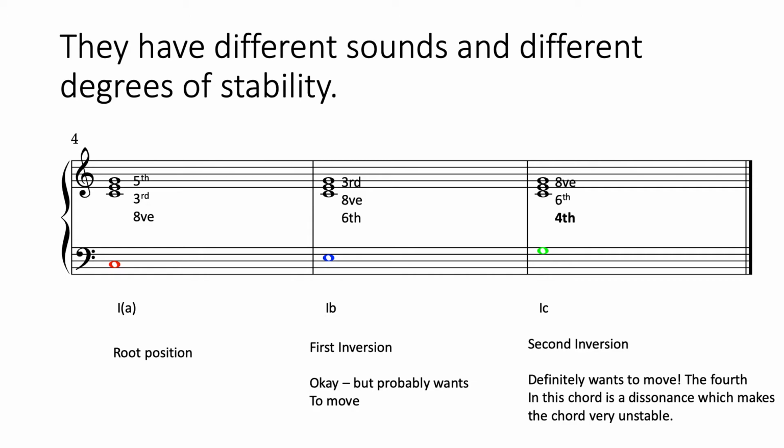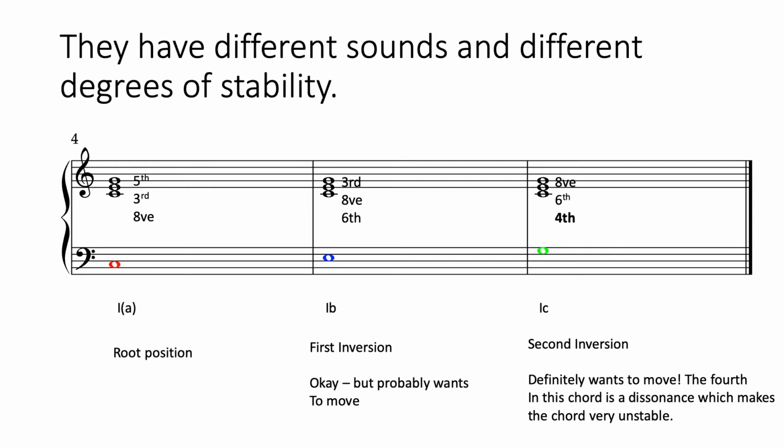And it wants to move because we've got this fourth in it between the bottom note, the fifth, and the root. And that fourth is treated as a dissonance, and it needs to resolve. So the way it usually resolves is like this. And in the right hand, the fourth moves down a step, and it becomes a third. That's, broadly speaking, the different characteristics of those different inversions.